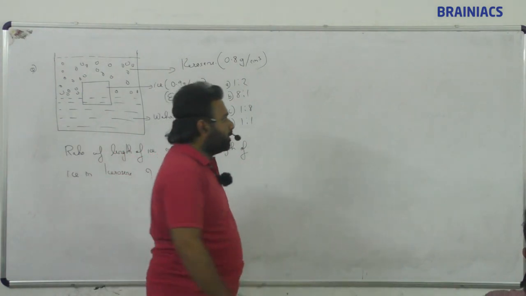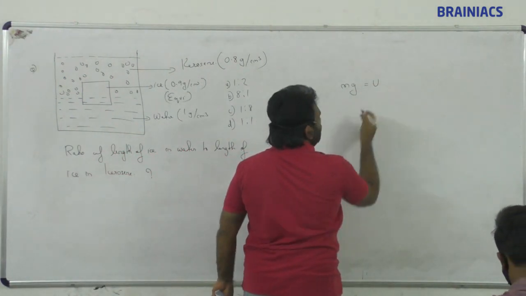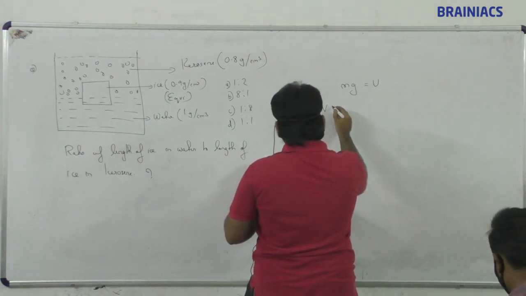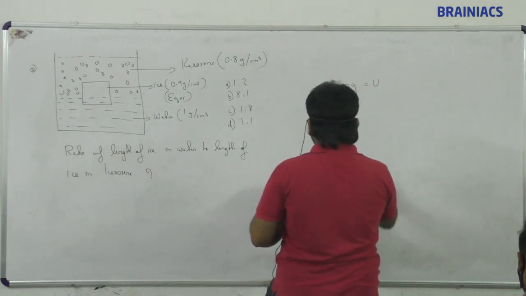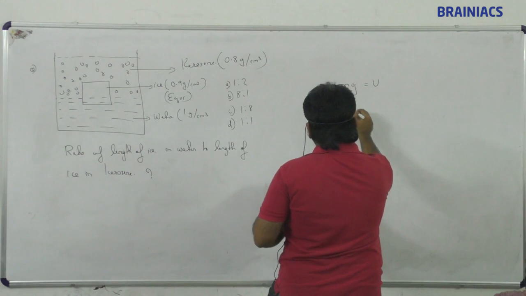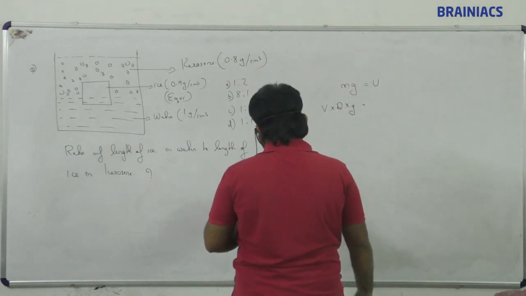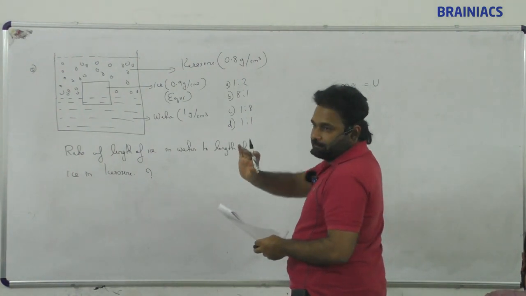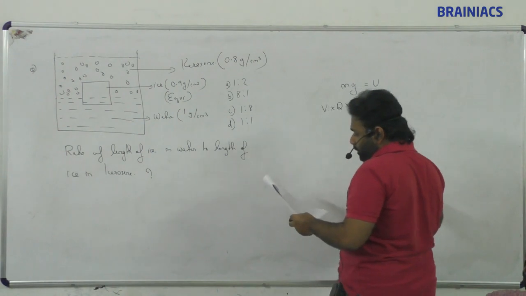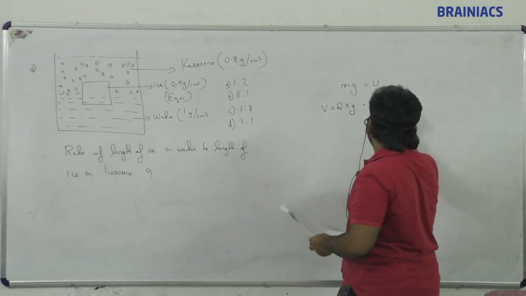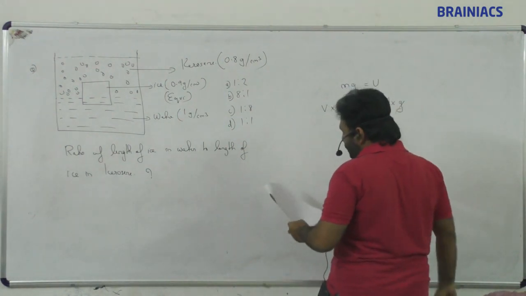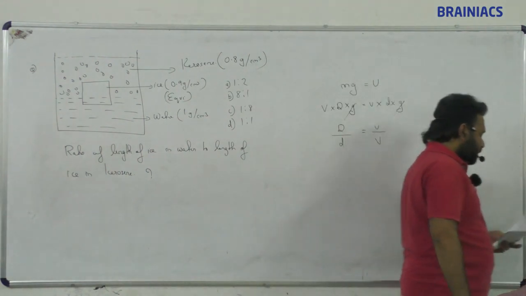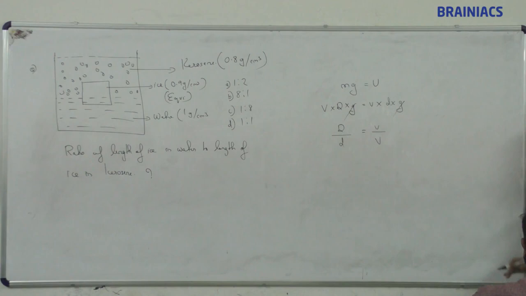So this is floating. The weight of the solid, which is given as capital D, capital density is the density of the solid, into g, is equal to the upthrust. Upthrust means the volume of the solid inside, that is small v, into the density of the fluid, into g. So g will be cancelled off. What they are asking, small v divided by capital V, will be capital D divided by small d. Option B. Simple, no?